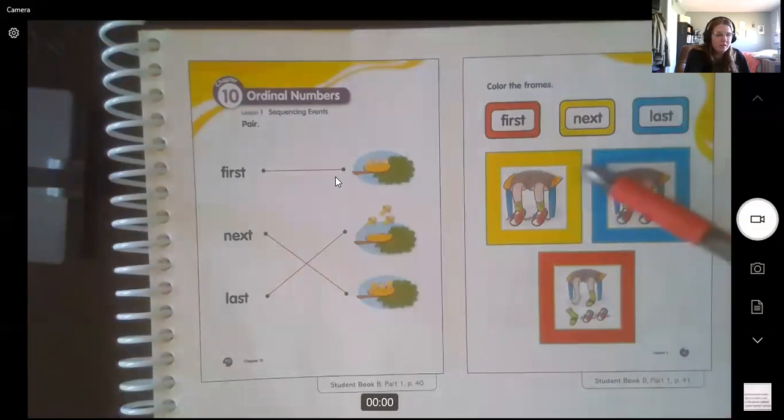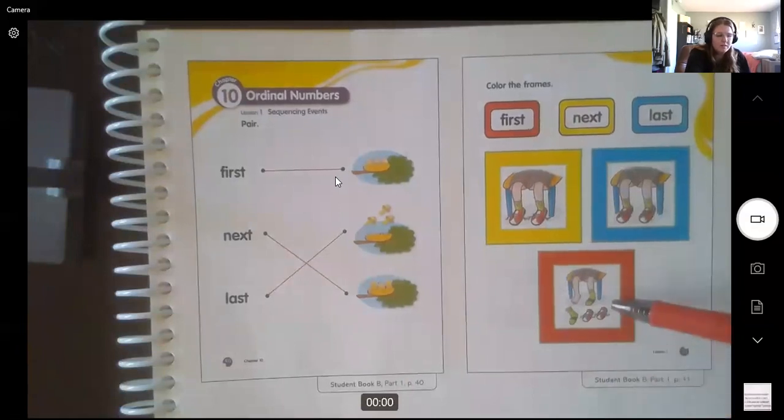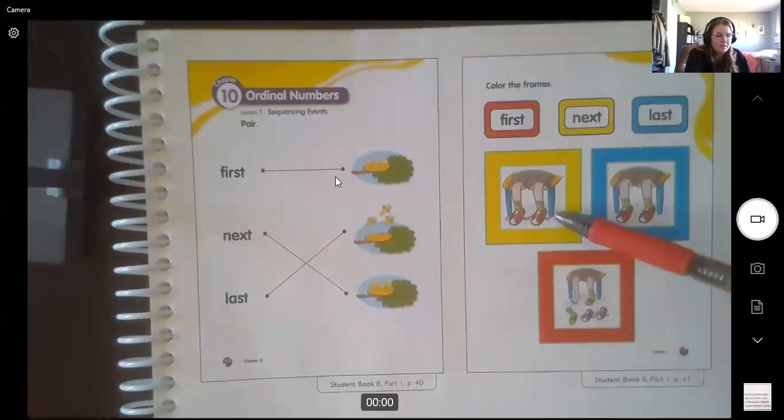So have them look at the pictures of the boy with his shoes and let's look at what comes first. First, he needs to get his shoe on, right? He doesn't have one sock and he doesn't have a shoe on. What would come next? His shoes need to get tied. And what would be last? The boy's all ready to go to school.